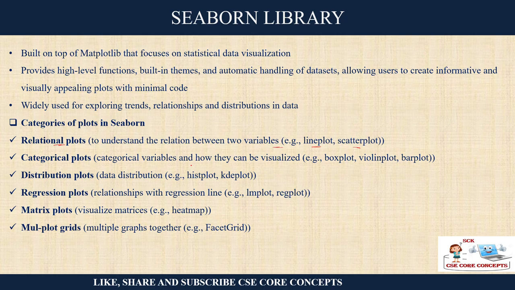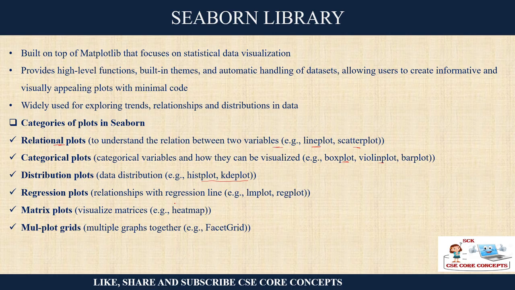Then you have categorical plots, used when you have categorical variables. A category means, let's say, you have two categories, cats and dogs, or either the person is a smoker or a non-smoker. That is called categorical data. For this you have box plots, violin plots, and bar plots. Then we have the distribution plots, which show the trends and the distribution, like normal distribution. So it is a histogram or a KDE plot.